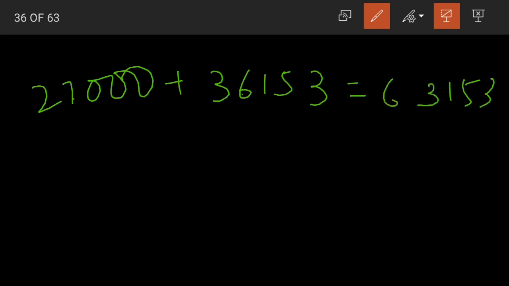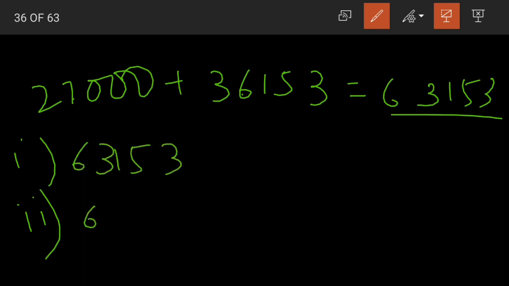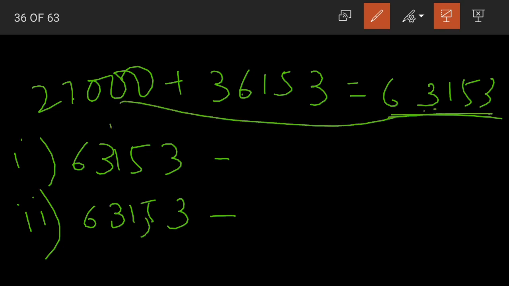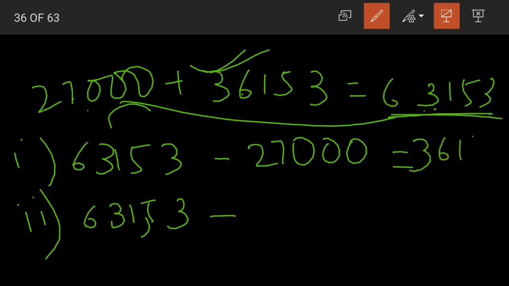suppose I am having 27,000 plus 36,153 is equal to, what will the answer be? 6 plus 7, 13, 63,153. Now first subtraction fact and the second subtraction fact. What did I say? Write the sum first. Sum first, then subtraction sign. From the sum, we need to subtract one addend, 27,000. If we subtract, what will we get? We'll get the other addend.